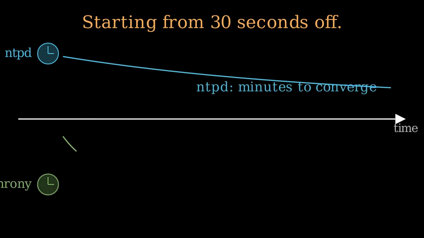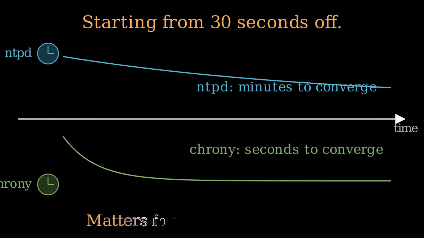Same protocol, different worlds. Starting from a 30-second offset, ntpd corrects slowly over several minutes. Chrony steps close to correct quickly, then settles in seconds. For a VM that boots fresh, that difference is critical.